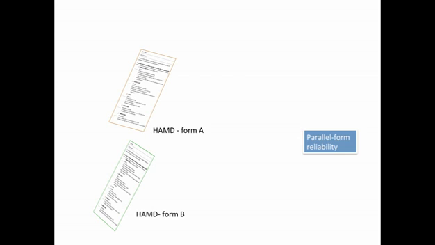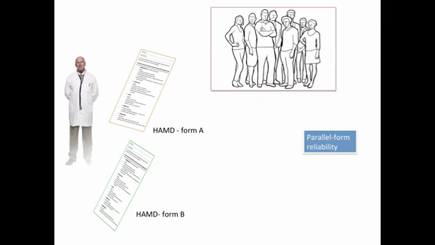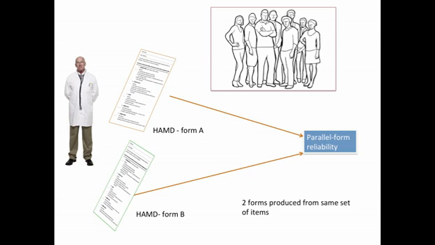Suppose the items of a scale are rearranged to produce two versions of the same scale, form A and form B. Each version is made up of the same number of original items but reshuffled. Then, if both forms of the scale are applied to a group of patients by a rater, there should be a good agreement between the two ratings. This is called parallel form reliability. Two parallel forms are produced from the same original set of items with no modifications.